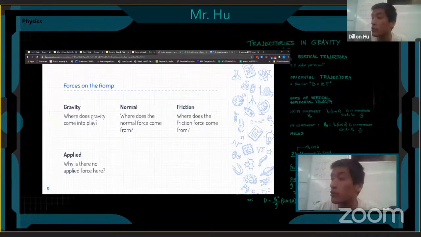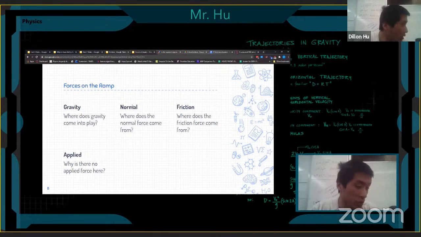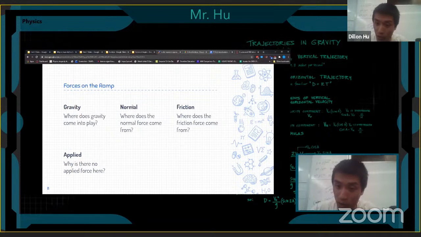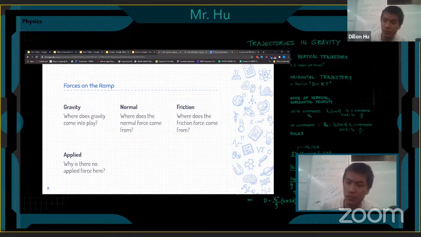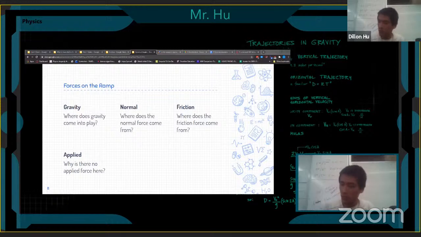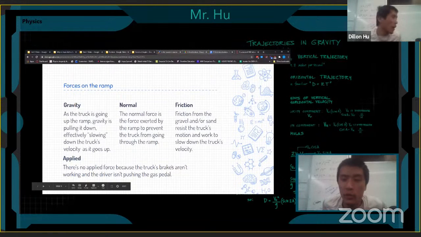Take another minute or so to jot down where you think these forces come into play, where you think gravity, where you think the normal force. So where do you see gravity in this problem?